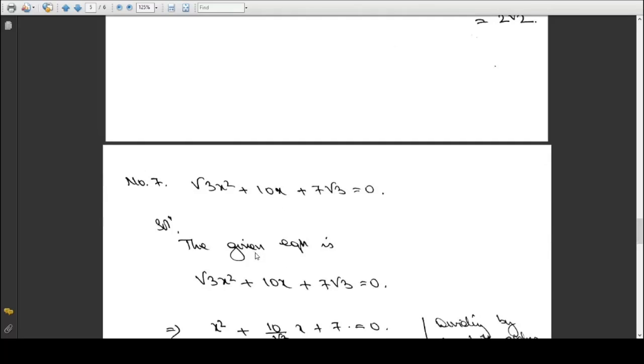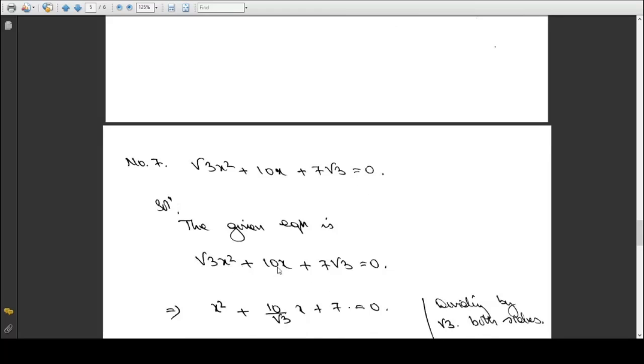Number 7 here, the given equation is root 3x square plus 10x plus 7 root 3 equal 0.